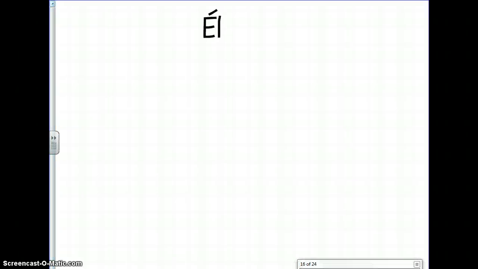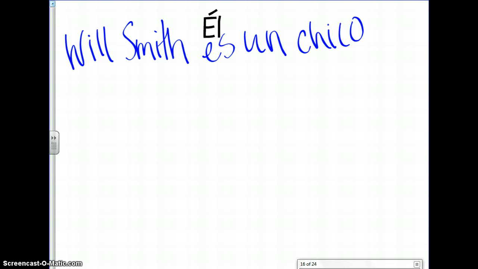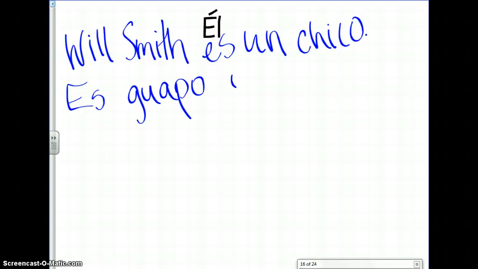Let's do another one. For this next example, we are going to use the subject él. And I can just keep it generic as él, or I can choose a person that I'm talking about. Let's go with this one. We're going to be talking about Will Smith. So I could say, Will Smith es un chico. I could describe him. Es guapo y alto.